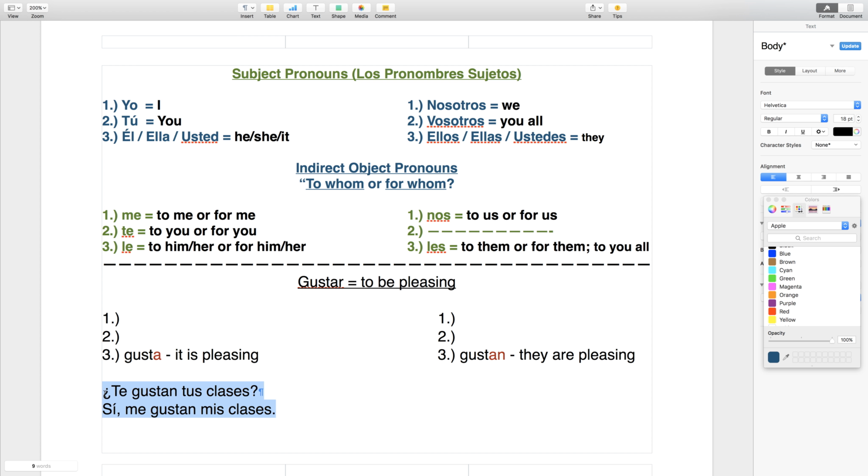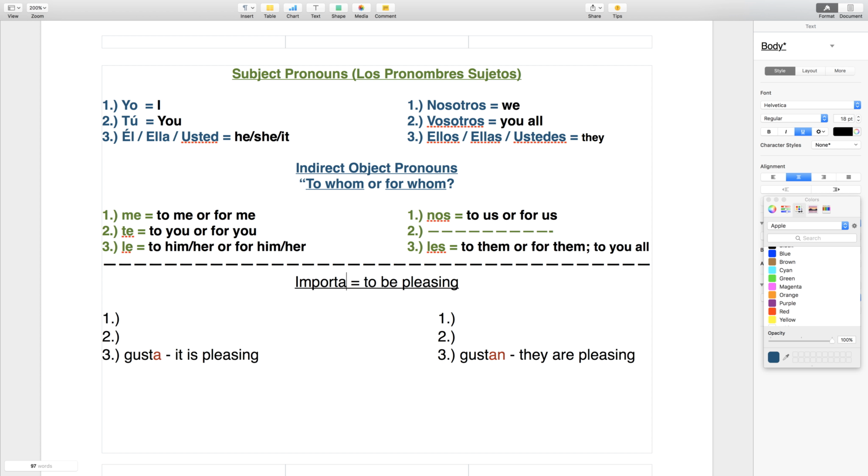All right, let's do a couple more examples here, and hopefully y'all will get it. I'm actually going to change it up here. Let's use a verb, importar, which means to be important. So importa is it is important, and importan, they are important. All right.